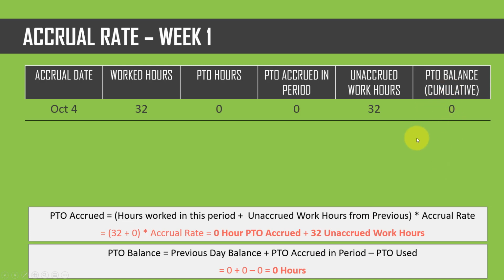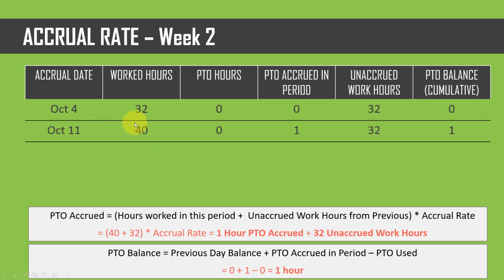Now let's go to the second week. In the second week, the employee works 40 hours and did not take any PTO. Now, what happens to the PTO accrued? Let's apply the same formula. How many hours did the employee work? 40. Did we have any unaccrued work hours from the previous period? Yes, we had 32. So we add them to make it 72 hours of work, and we apply the accrual rate, which is nothing but 1 hour PTO per 40 hours worked. So now there is 1 hour of PTO accrued, plus the remaining 32 still goes to the unaccrued. That is how we come up with 1 hour of PTO accrued, and the unaccrued still remains 32.